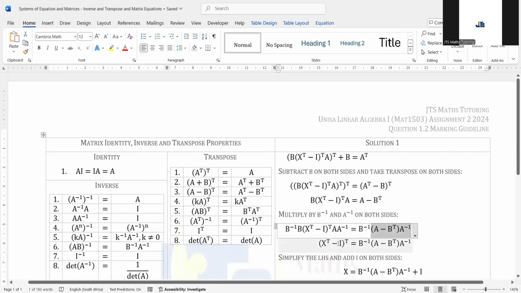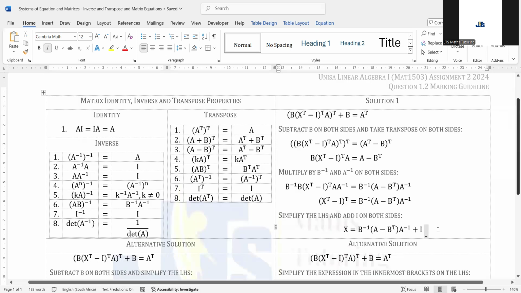So I can actually simplify this part here and then add the identity matrix on both sides. If I simplify this part here, we're going to take the transpose of a transpose, which is going to give us an X, and the transpose of an identity matrix is the identity matrix itself. Boom, beautiful. There we are. So this is what is going to be my final answer.